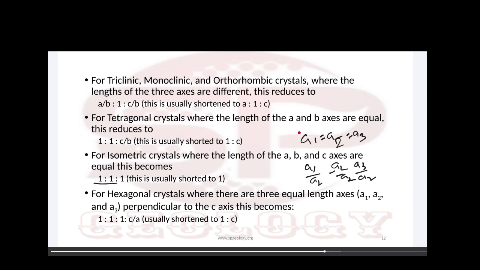And for triclinic, monoclinic and orthorhombic systems, they have unequal axes. A is not equal to B, not equal to C. So the ratio will be A by B, B by B, C by B. So A by B will be like this, B by B will be 1, and C by B will be like this. So the ratio will be like this. This is called the axial ratio. Understood?